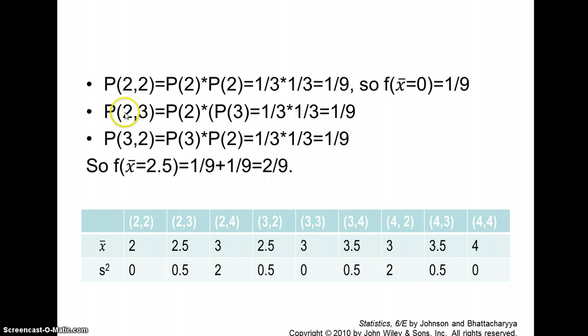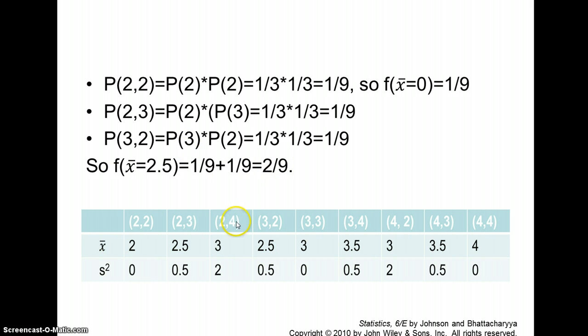And for these two cases, 2, 3 and 3, 2, you get the same average 2.5. So you add these two probabilities, 1/9 plus 1/9, that's 2/9, and that is the probability for getting an average 2.5, which is the same as 2 numbers. You have 2.5 out of 9 numbers, which matches this.